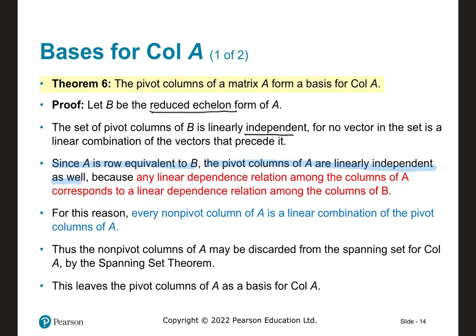So that means if B in the previous example was the reduced row echelon form of a certain A matrix, then the first, third, and fifth columns of A will be linearly independent. That is the claim.